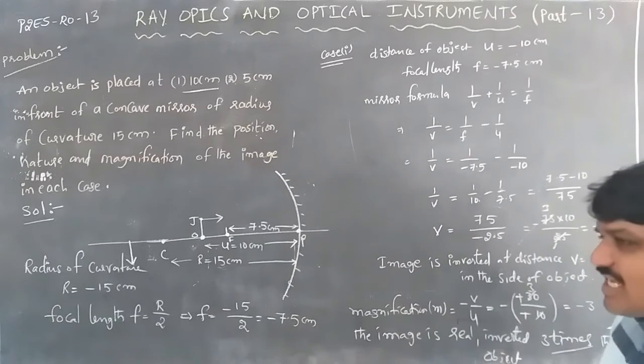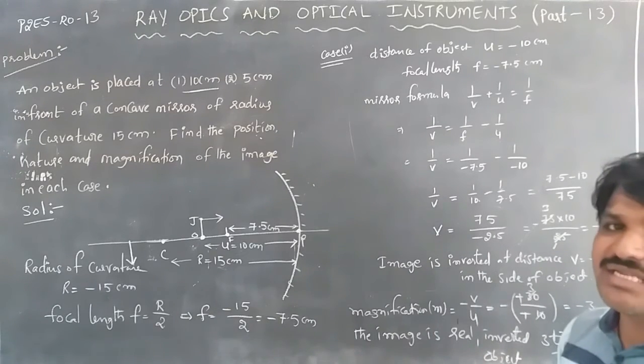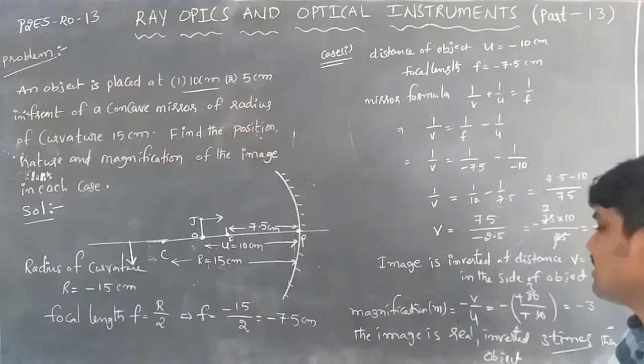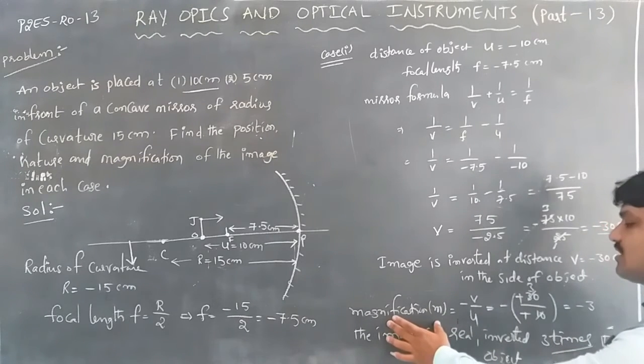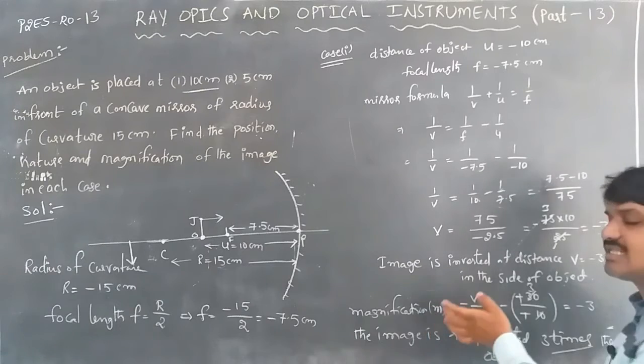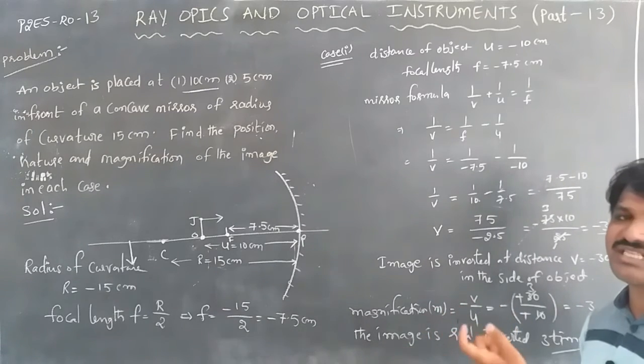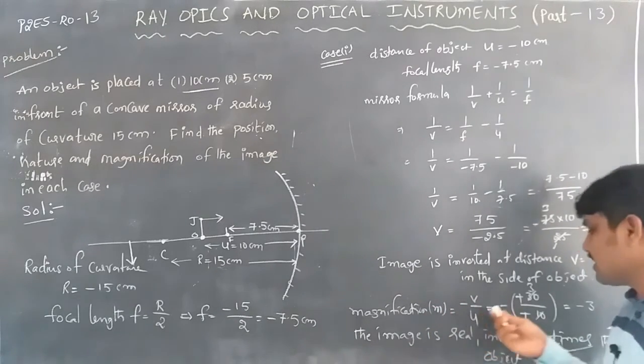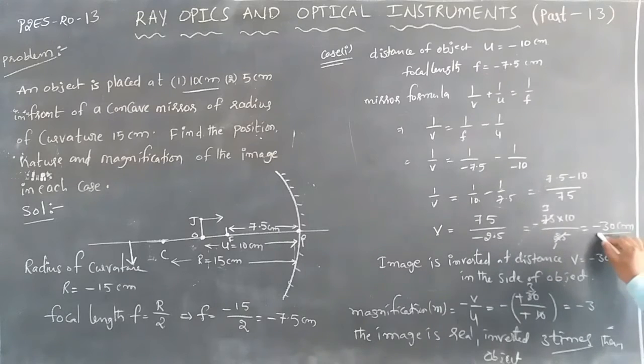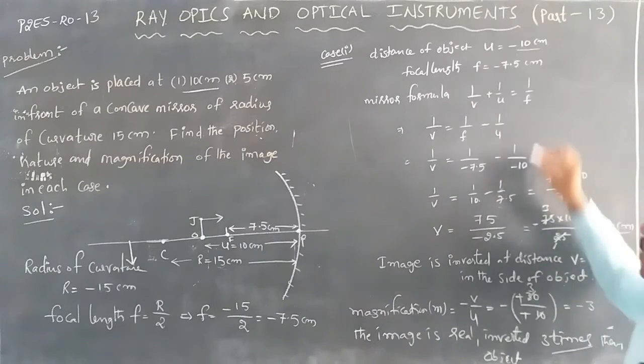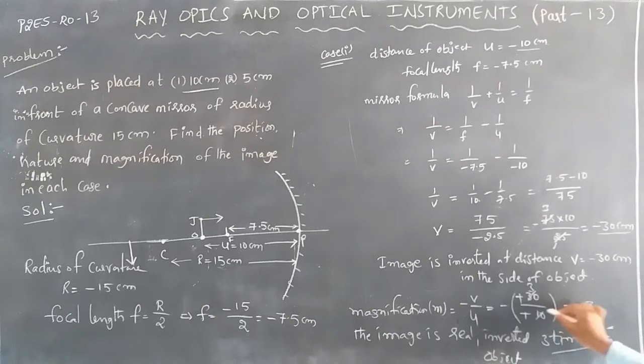Then what is the magnification of the image? We have the formula for magnification, that is minus v by u, meaning the distance of the image divided by the distance of the object. So here we have the values for the distance of the image and the distance of the object. By substituting those values, we get minus 3.